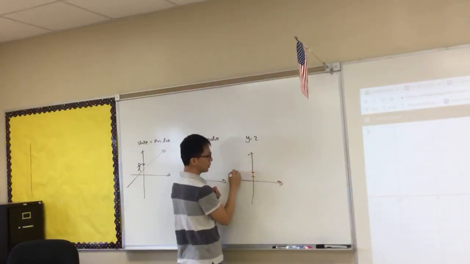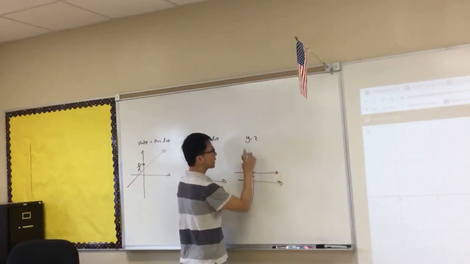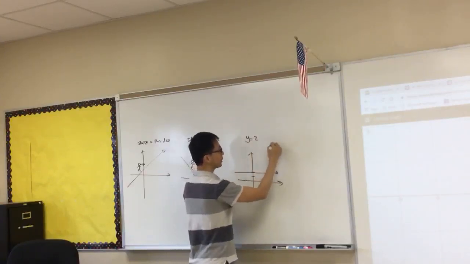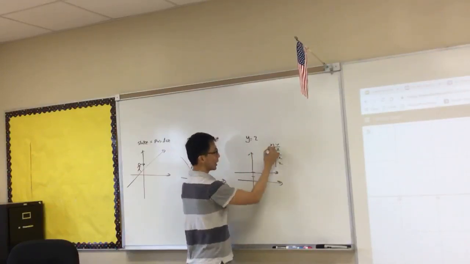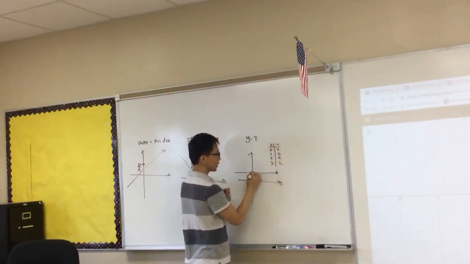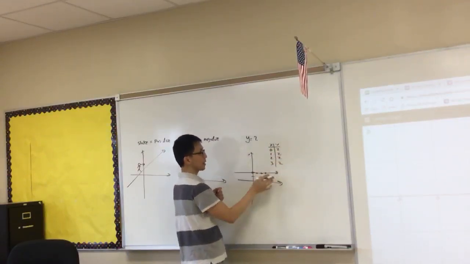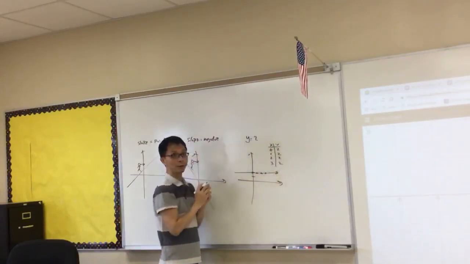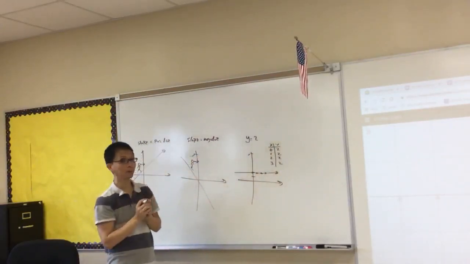So it'll be 1, 2, because it doesn't matter. If I were to do a t-chart, x and y, the y is always equal to 2. And I can say 0, 1, 2, 3. That's always the same y value. So that's y equal to 2. So we can talk about that as well.